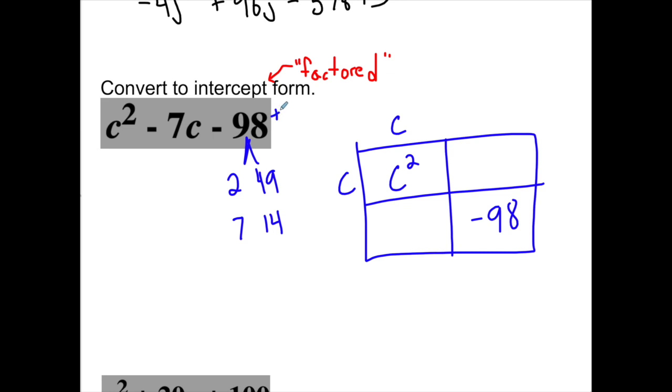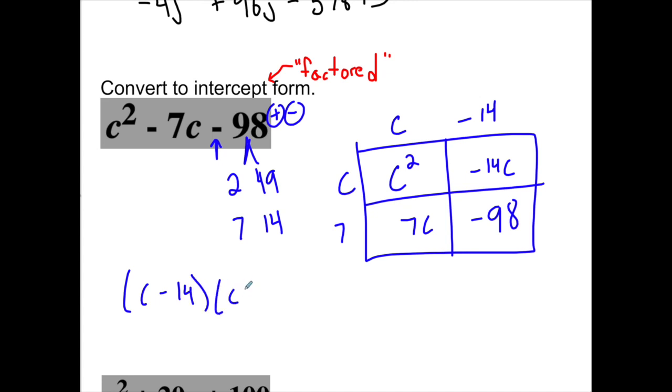So I know one of them is positive and one of them is negative, because a positive times a negative gives me a negative. So I'm going to go -14 and 7. So these add up to -7. So my final answer: (c - 14)(c + 7).